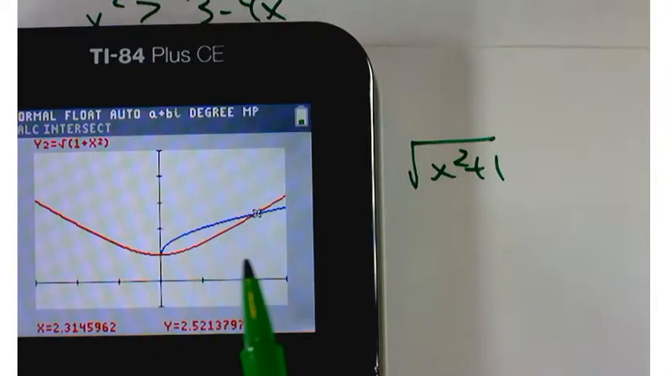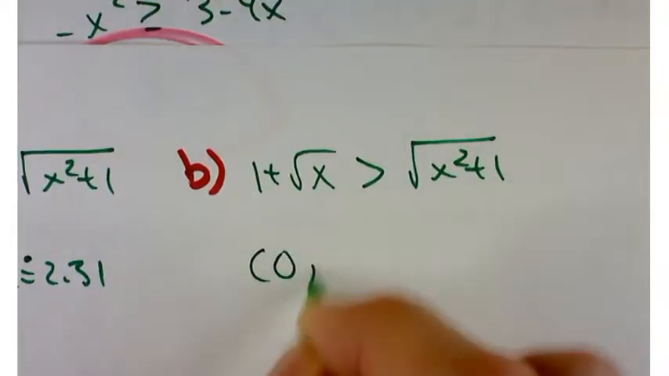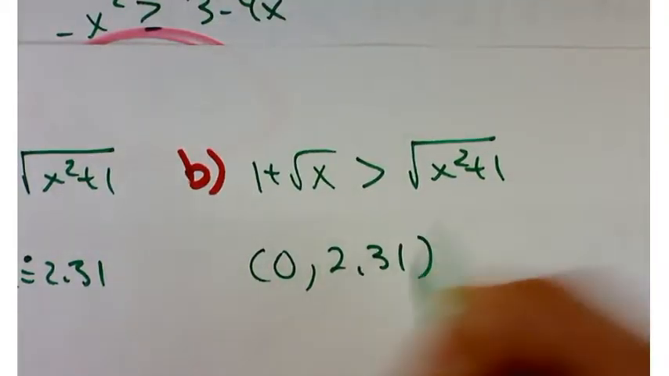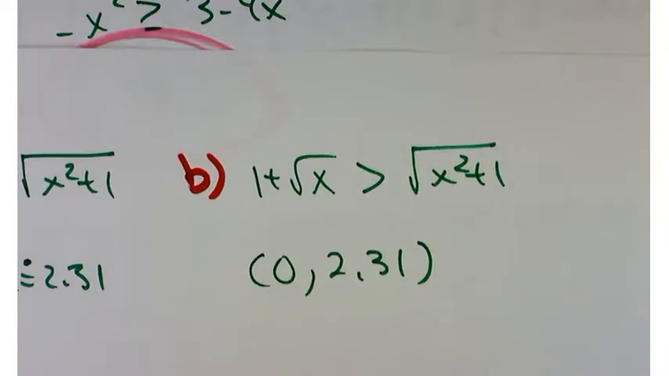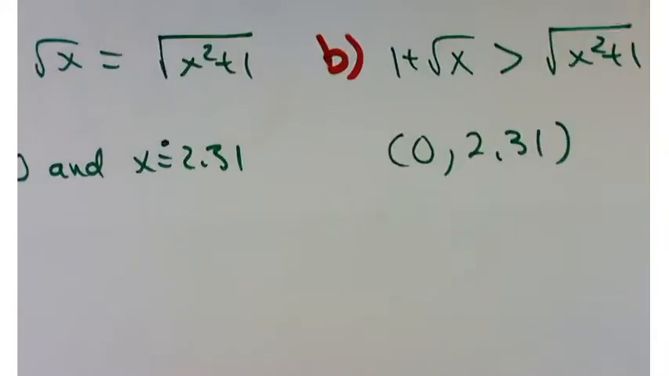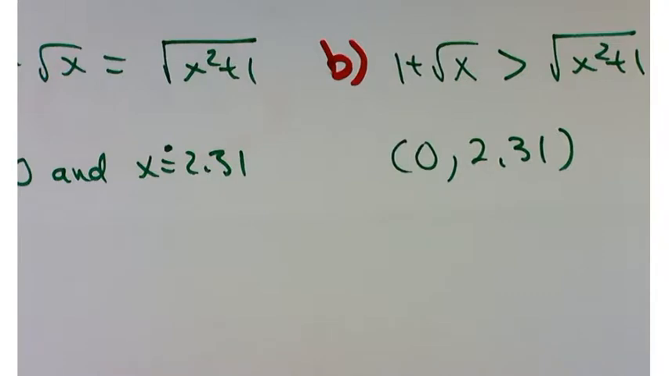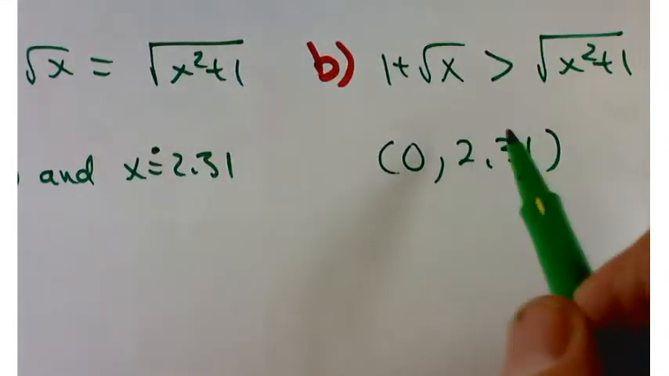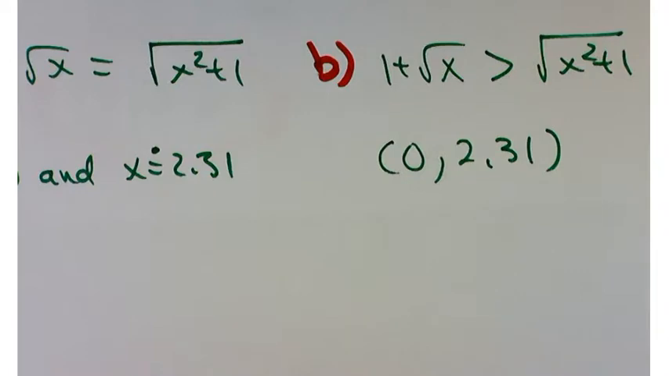0 to 2.31. So 0 to 2.31. How come I'm using parentheses here? Right. Yeah, it's just greater than. It's not greater than or equal to. If it was greater than or equal to, then I'd use brackets. It's not, so I'm just going to use parentheses there. All right. Thank you.